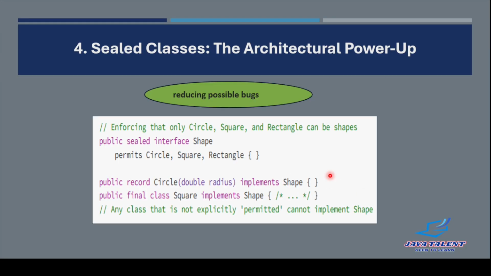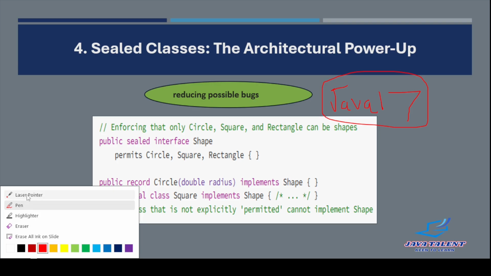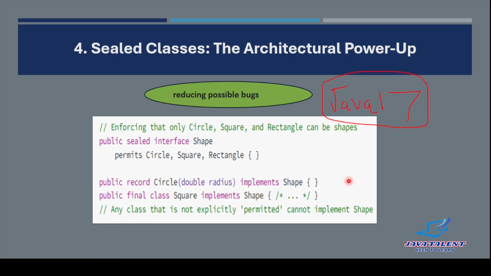Okay, coming to the fourth topic, which is sealed classes, the architectural power-up, we can say. There is no old and latest approach here, but it will reduce possible bugs. For example, if you see here, sealed classes were introduced in Java 17. You can make a note of it. It has been introduced from Java 17 onwards. Okay, so make sure to use that. Java 17 onwards, these are not about reducing the lines of code directly.